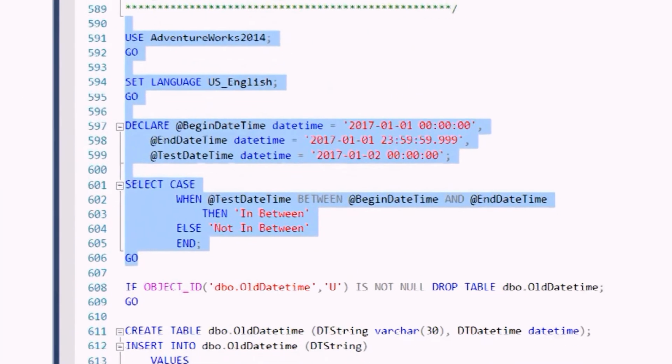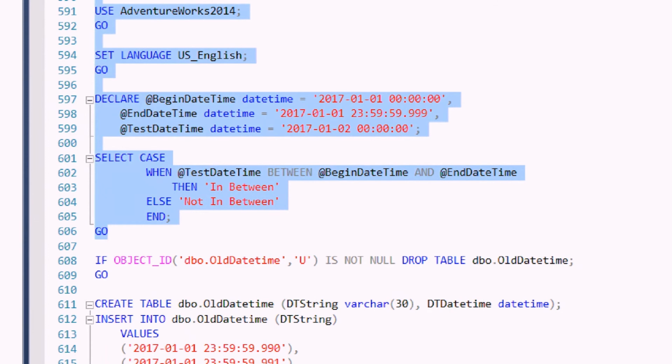One of the most common mistakes is starting to disappear, but it still happens. One of the problems with date time. So here we're going to make sure we're in English. We're going to have a begin date time that's the first moment of January 1st of this year, and an end date time that's the last moment of January 1st this year. So I'm spanning the entire day, and date time only goes down to 3 decimal places. And then I'm going to have a test date, and my test date is the first moment of January 2nd, outside of that range of the first two.